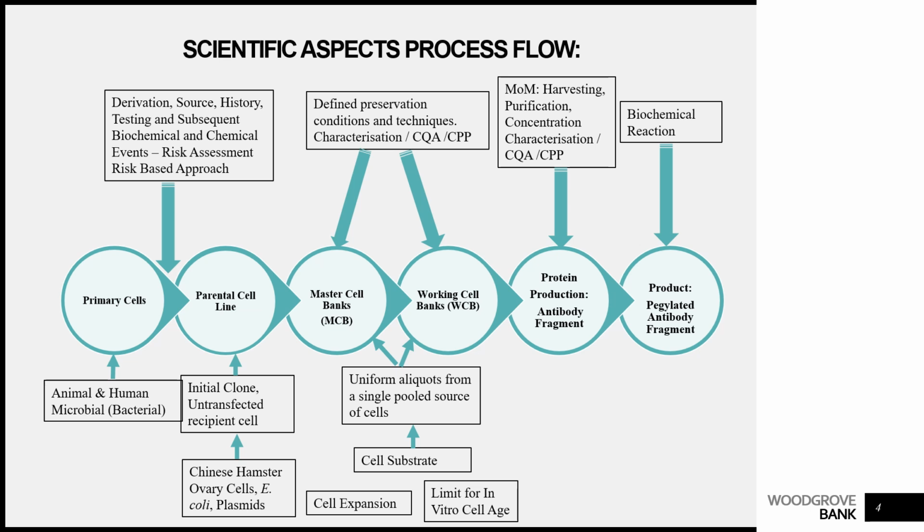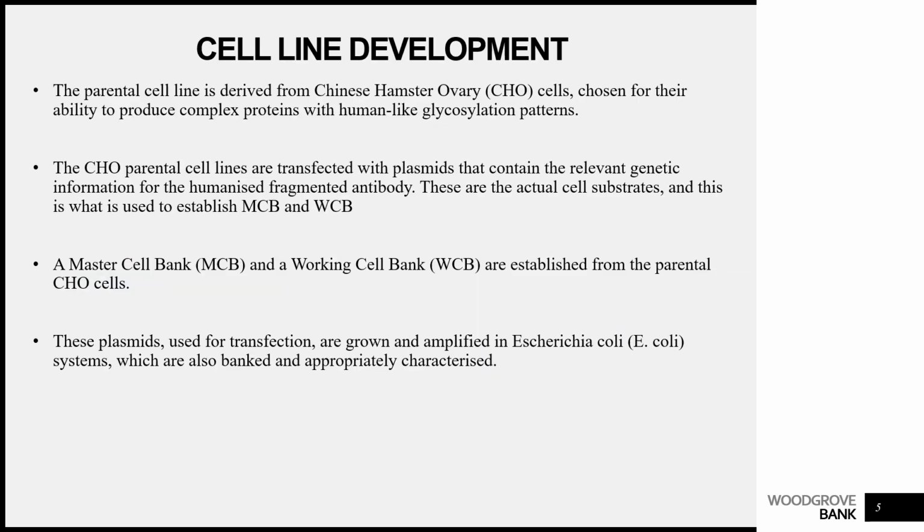So your master cell bank and your working cell bank are established. From there, you then expand your cells, and then you move on to your protein expression. I think I've talked about this in the previous slide, where the Chinese hamster ovary cells are the parental cell lines that are transfected with plasmids, and the plasmids contain the relevant genetic information for the humanized fragmented antibody.